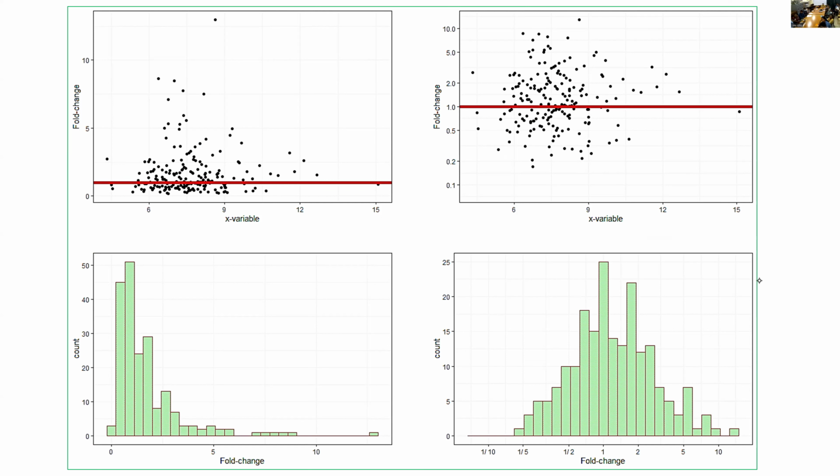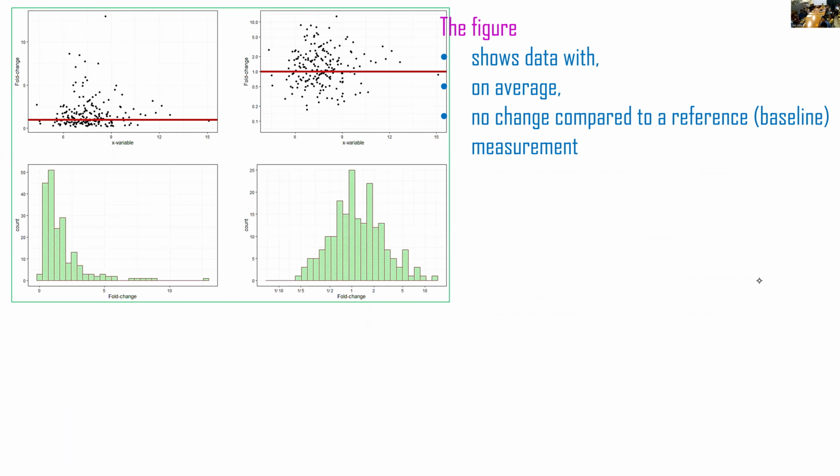Anybody? This is also one. This is also one. Which one looks more appealing? This one. What have they done? They pushed the one up a little bit so that the number of dots below and above are the same. So the data shown, on average, no change compared to the baseline.